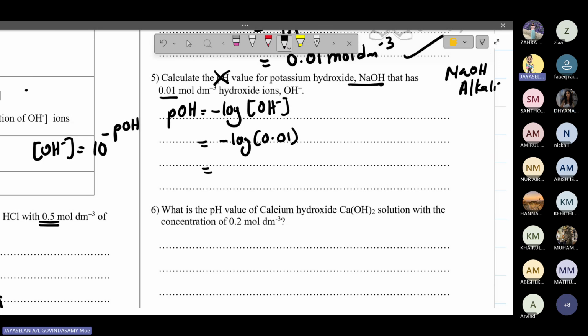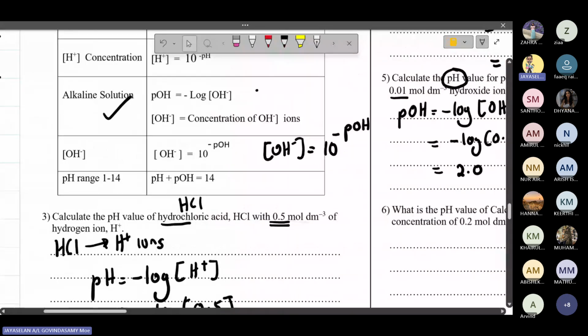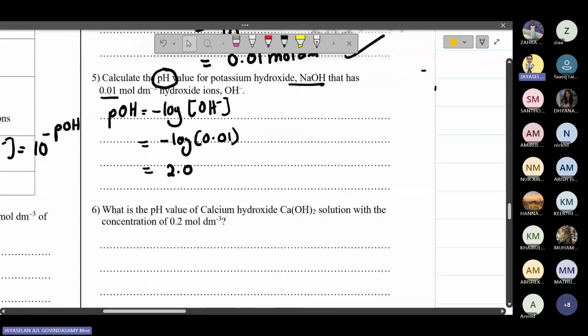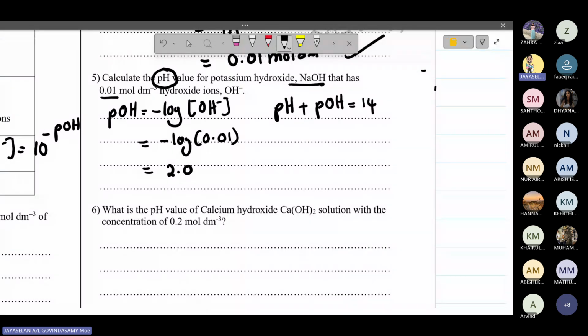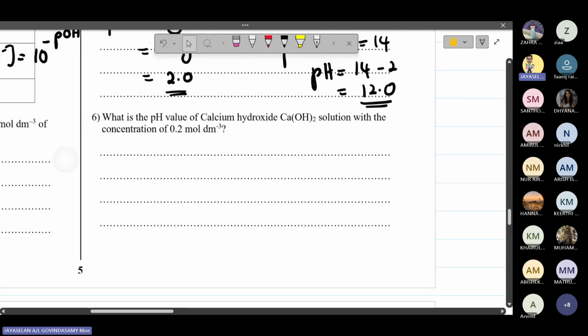2, sir. 2.0. Okay, now you jangan letak macam ni tau. You go and see the question. They want pH, they don't want pOH. So you go to the range, take this one. pH plus pOH equals 14. They want the pH, right? What is the pOH value? 2.0. So 14 minus 2, it will be 12.0. No unit. Any question? Okay, we do the last question, then we wrap up the session.